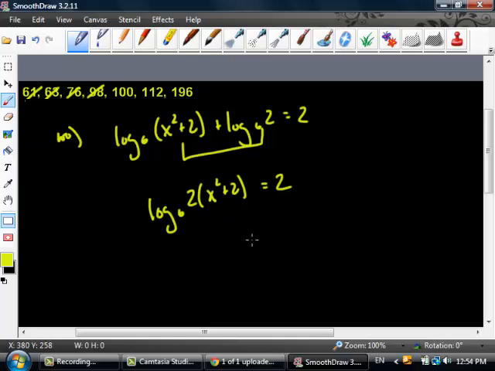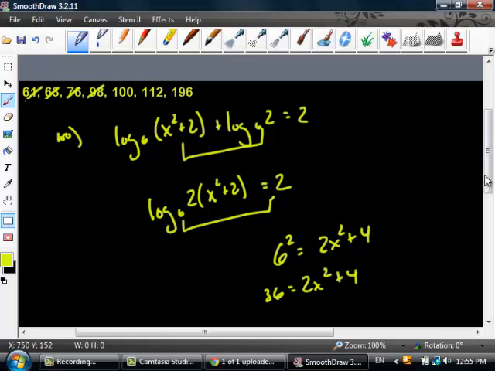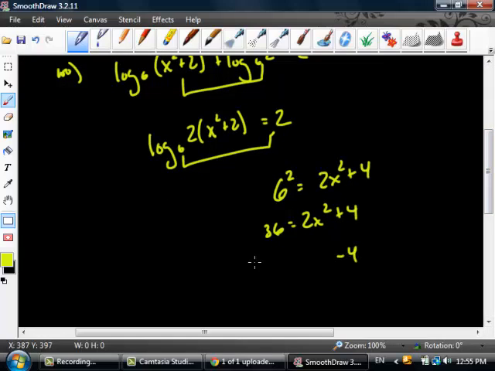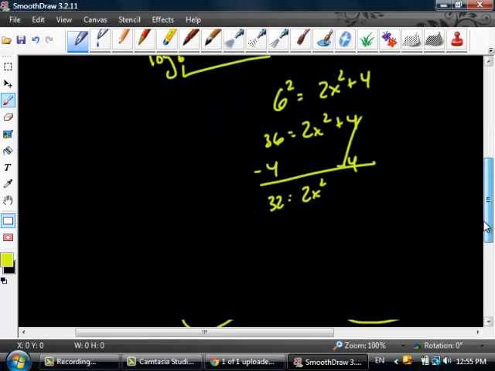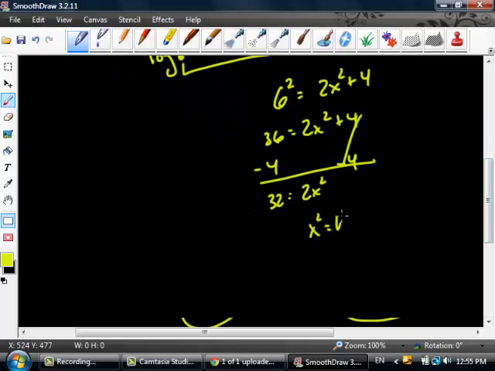equals 2. When we're stuck in a logarithm, what do we do? Change forms. This is 6 squared equals 2x squared plus 4. This is 36 equals 2x squared plus 4. Subtract 4 from both sides. 32 equals 2x squared. X squared equals 16. X equals plus or minus 4.